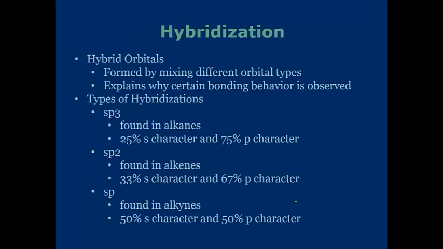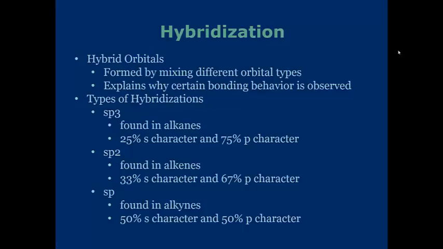Hybridization. This is formed by the mixing of different orbital types. This also explains why certain bonding behavior is observed, regardless of what you would expect to see. There are three types in particular. sp3 hybridizations are found in alkanes. They have 25% S character and 75% P character. sp3, as the name would suggest, is noting that there is one S and three P's that are hybridizing.